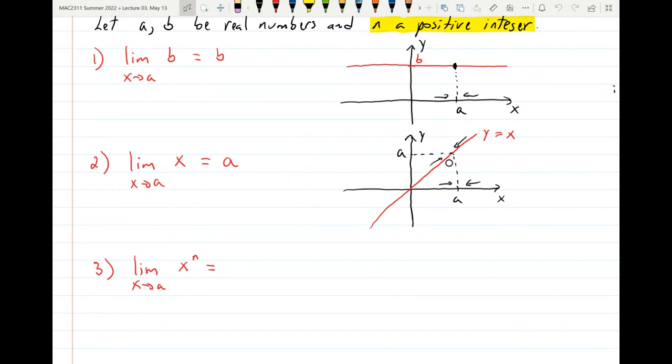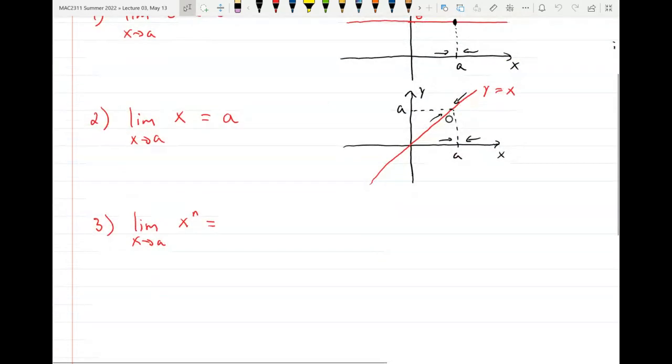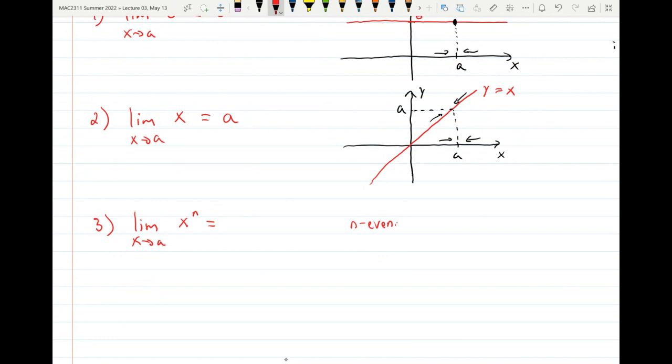So what's interesting here is to see what happens when n is 2 or larger. And we're going to divide this into two cases. If n is even and when n is odd. Okay? For example, if you want to have something in mind, think about x squared for a second. And here, think about x cubed for a second.